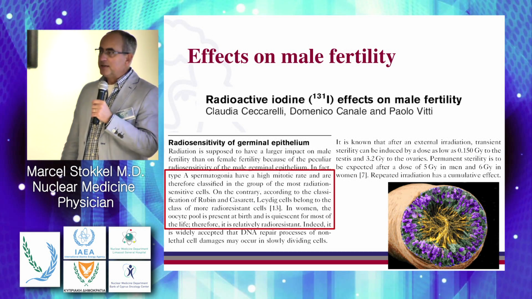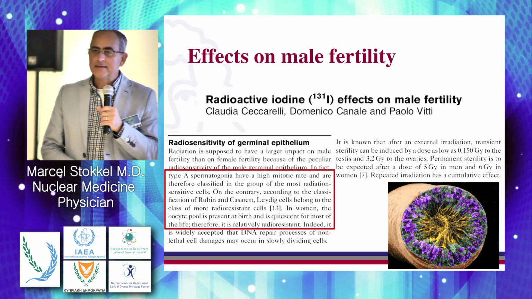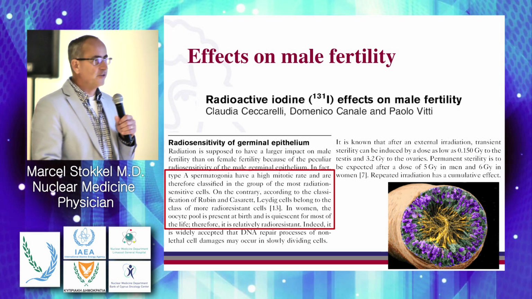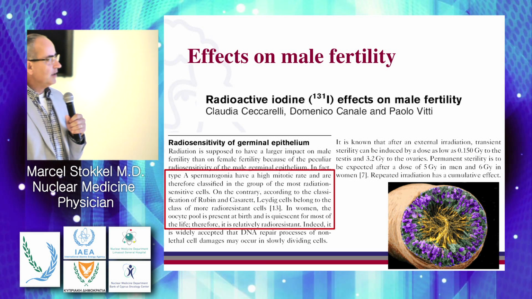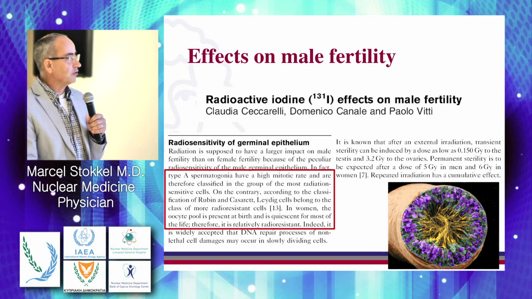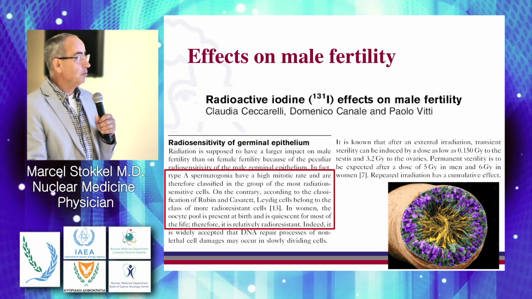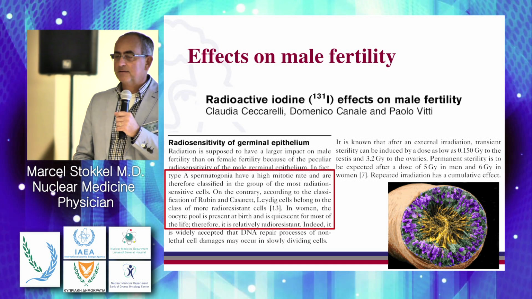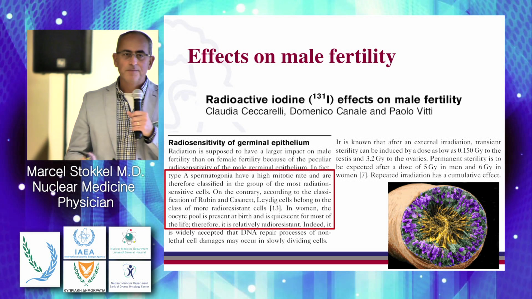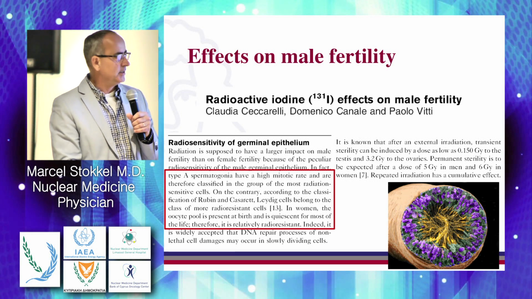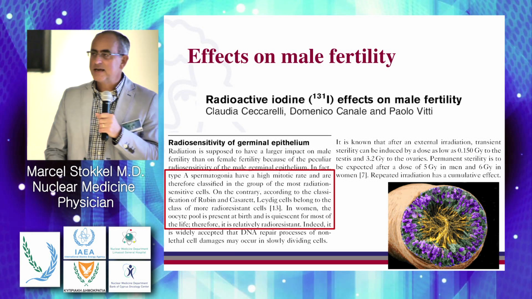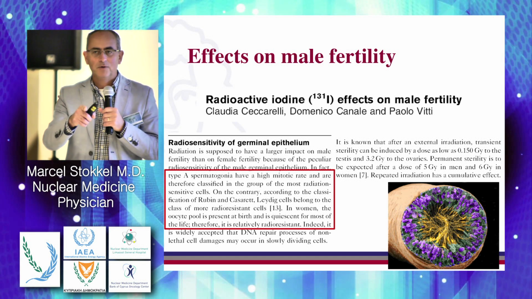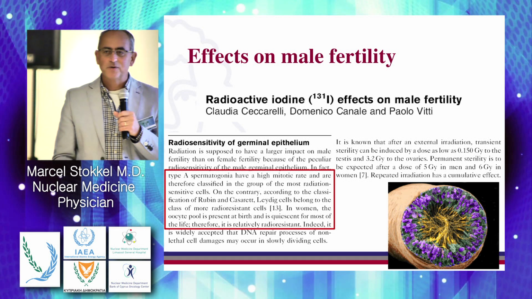One of the most important issues that we usually forget is the deterministic effect on male fertility. You have to realize that spermatogonia have a high mitotic rate and are therefore classified in the group of the most radiation-sensitive cells. Don't forget it. Who is talking to the male patient about this side effect? And who is taking precautions about this? You do. And what do you then discuss with the patient?